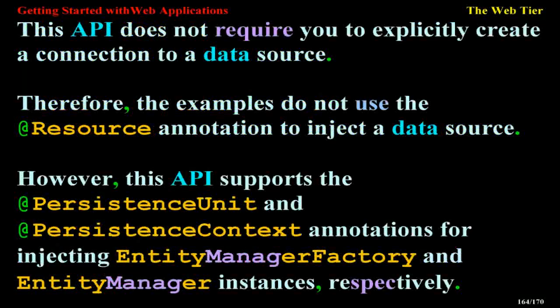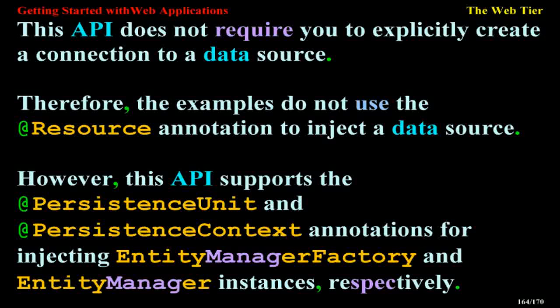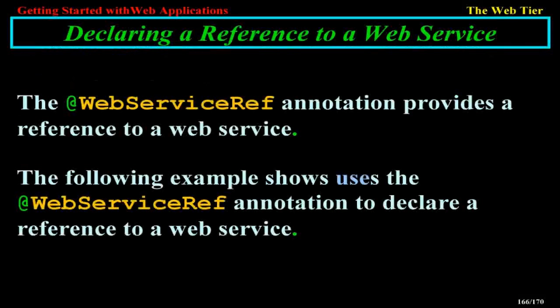The web application examples in this tutorial use the Java Persistence API to access relational databases. This API does not require you to explicitly create a connection to a data source. Therefore, the examples do not use the Resource annotation to inject a data source. However, this API supports the PersistenceUnit and PersistenceContext annotations for injecting EntityManagerFactory and EntityManager instances, respectively. Chapter 33, Running the Persistence Examples describes these annotations and the use of the Java Persistence API in web applications.